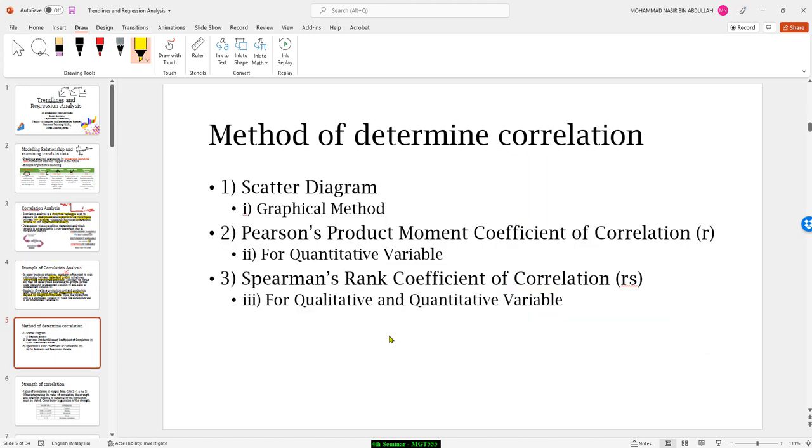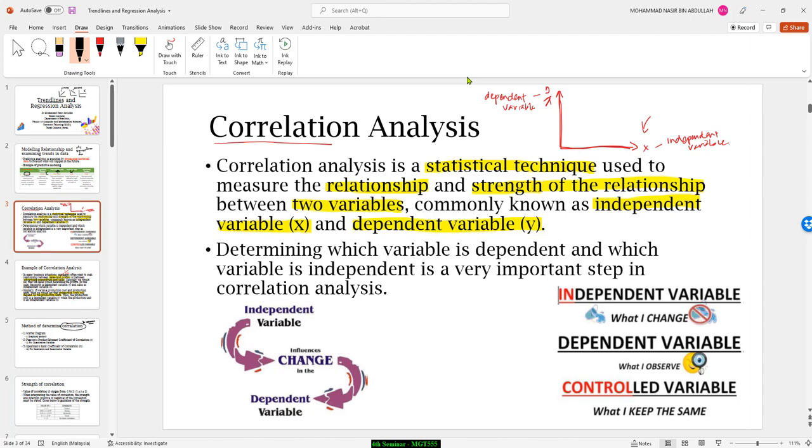So now let's look at the methods to determine correlation. There are three methods available to determine correlation. First, correlation means relationship. We want to know the relationship of two variables. And before I move further, let's look at the definition of correlation first. It is a statistical technique used to measure relationship. So again, the relationship and the strength of the relationship.